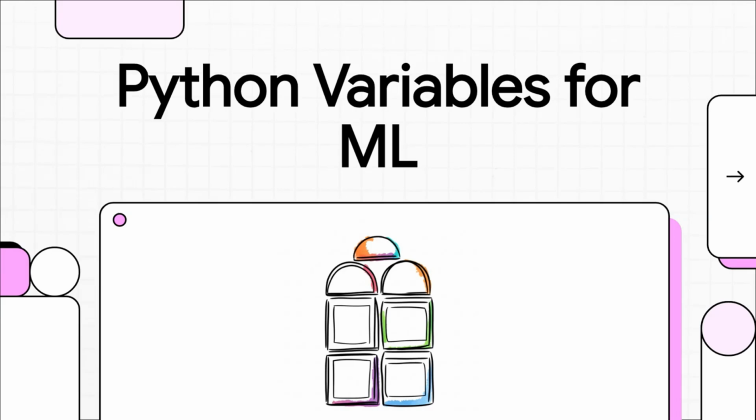Welcome to This Explainer. Today, we are breaking down the single most fundamental concept you need for machine learning in Python: variables. Everything, and I mean everything, starts right here.